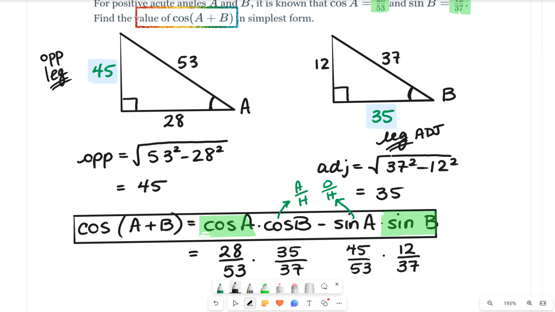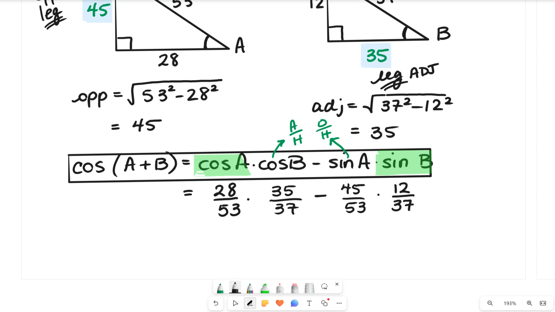So in place of sine A, I'm going to put 45/53 side length. And all I need you guys to do is use your calculators to type out all the multiplication and subtraction of these two quantities. And when you do so, you should obtain the final answer to be a ratio of 440/1961. So pause and make sure that you are comfortable typing that out into the calculator device of your choosing.